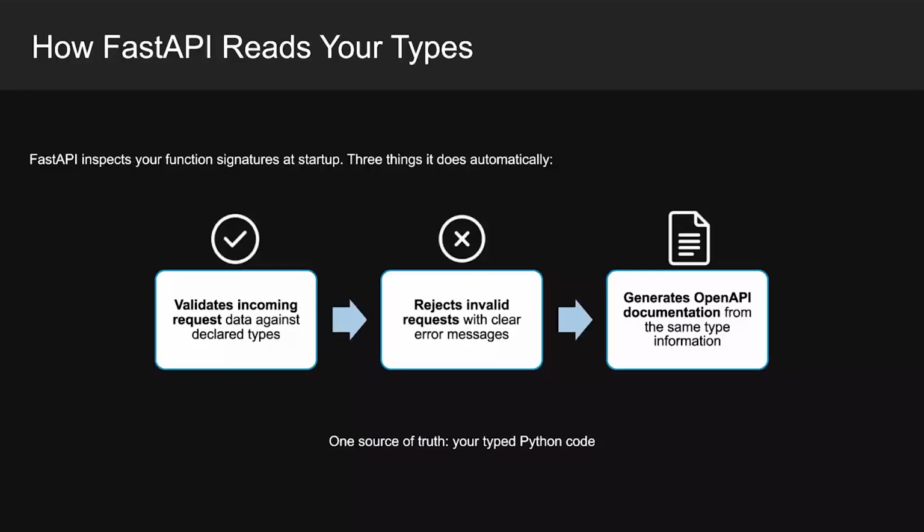And here's where everything comes together. When your FastAPI application starts, it reads every endpoint function you have defined. It inspects the type hints of each parameter and return type. And from that inspection alone, it does 3 things. It validates every incoming request against those types. It rejects anything that doesn't match with a clear structured error. And it generates your entire API documentation. You don't write a schema file separately. You don't configure validation separately. You type Python code as the single source of truth for all of it.